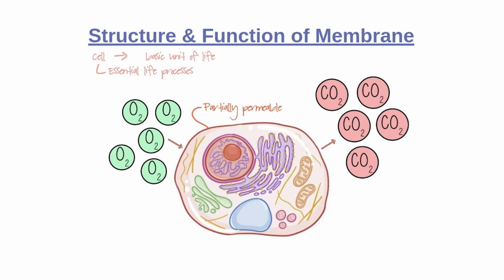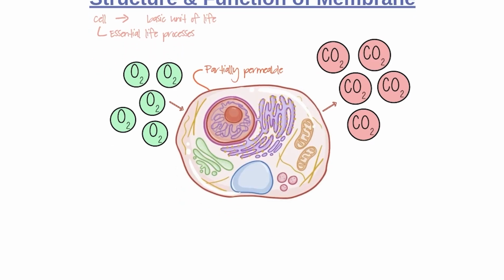Now, even though we're going to be talking about the cell surface membrane in this lesson, membranes that surround organelles, such as the nucleus or mitochondria, also have pretty much the same basic characteristics. So remember, while we're talking about the cell membrane here, most of this will also hold true for, let's say, the nuclear envelope or the mitochondrial membranes.